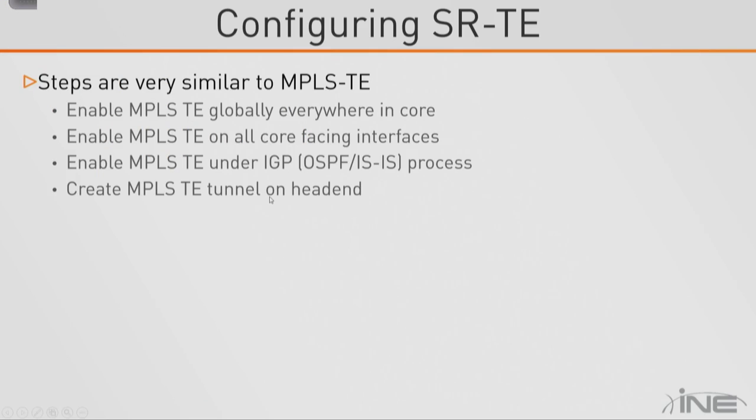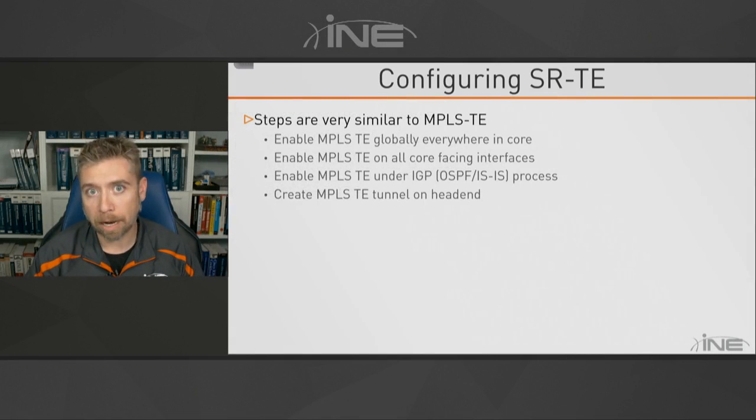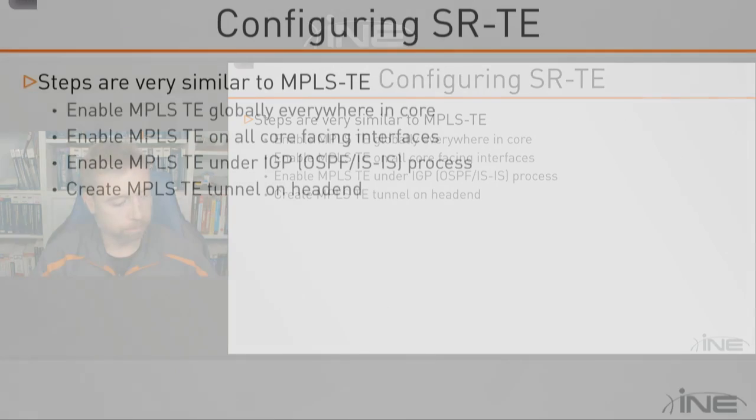So again, we enable TE globally. We turn it on the core facing interfaces, and then the next step is under the IGP process. In this case, we're running ISIS routing. We need to enable it for level 2, which is the routing type that we have, and we need to set the router ID to be the loopback.